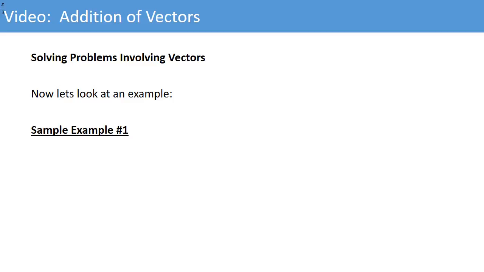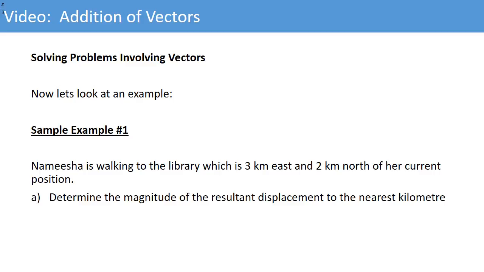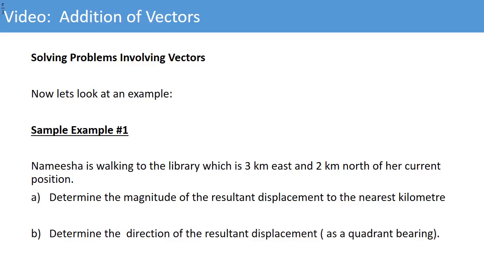Now, let's look at an example. Namisha is walking to the library, which is 3 kilometers east and 2 kilometers north of her current position. Determine the magnitude of the resultant displacement to the nearest kilometer. Determine the direction of the resultant displacement as a quadrant bearing.